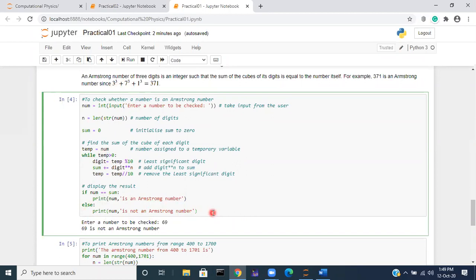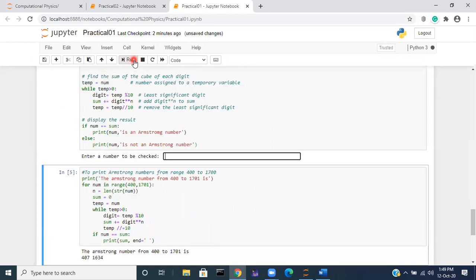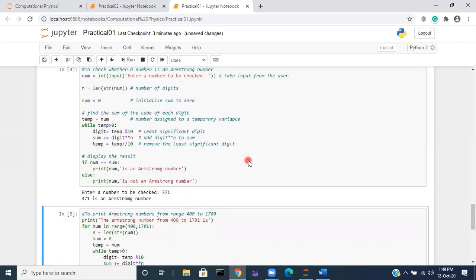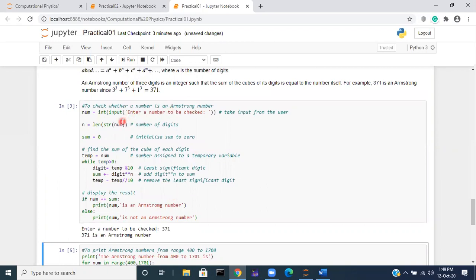Okay, so let us run this. We run the program and enter 371, then press the enter key. 371 is an Armstrong number. Right? So you understand the program. 371 is an Armstrong number.